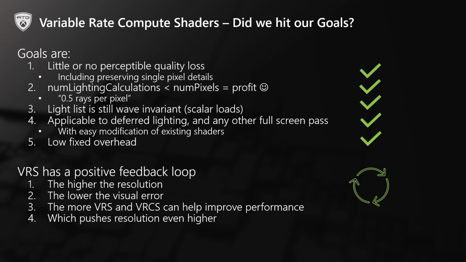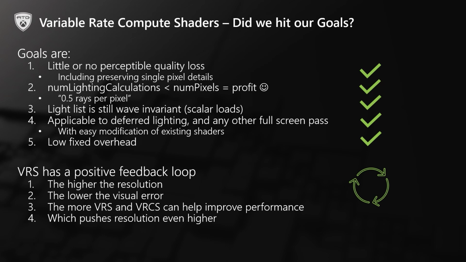This really helps, particularly with ray tracing, where people often cite that they can only afford to launch 0.5 rays a pixel. We're guiding the lighting calculations to where they need to happen, and where we're just wasting our time producing essentially the same value between multiple pixels. The light list is still wave invariant. Each wave is processing the same 16 by 16 tile, so we still get the benefit of having a uniform load of the light list processing the same light for all those pixels.